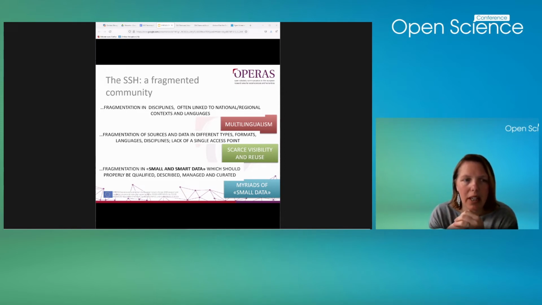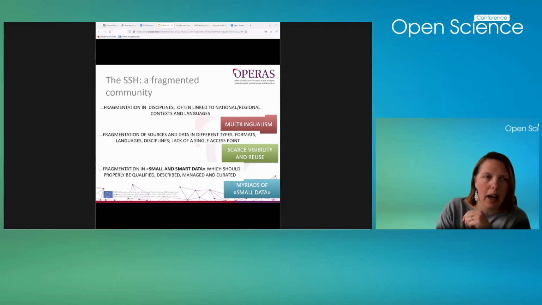The fragmentation is often linked to national, regional context and language, which brings us to the multilingualism aspect. There is a fragmentation of the sources and data in different types, formats, languages, disciplines. You know that we can use publications, but there are also maps, figures, schemas, and so on. So there is a need to improve visibility and reuse, and the fragmentation in small and smart data, which should properly be qualified, described, managed, and curated. So this kind of fragmentation that I present about social sciences and humanities is partly linked to the fragmentation we have just seen regarding the open access publishers.